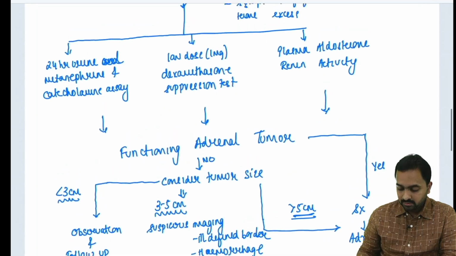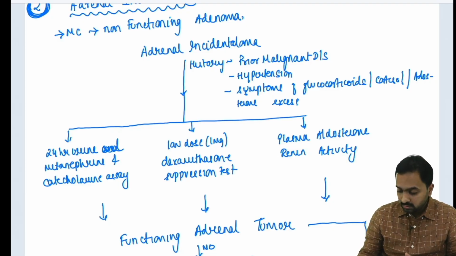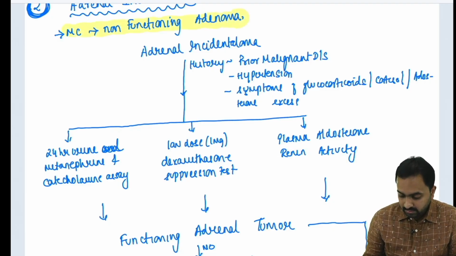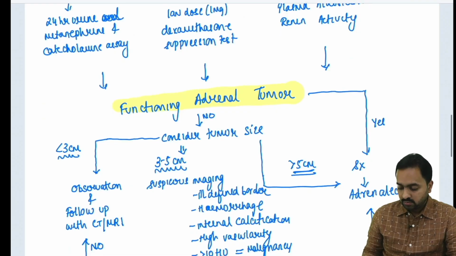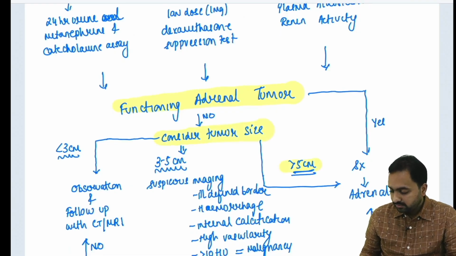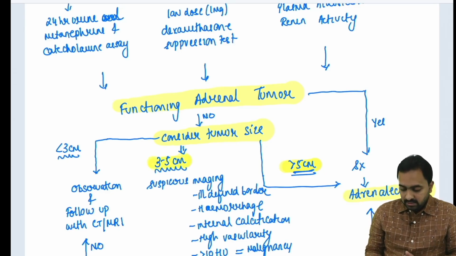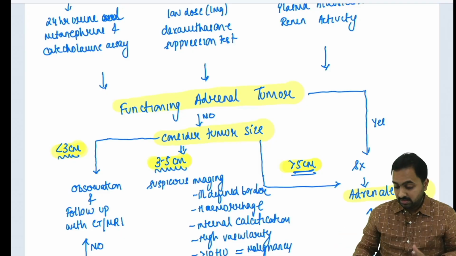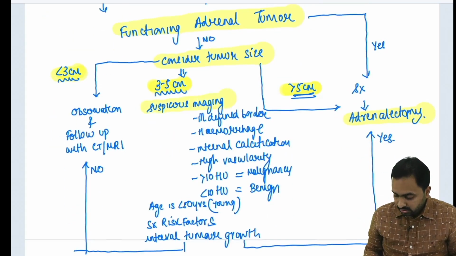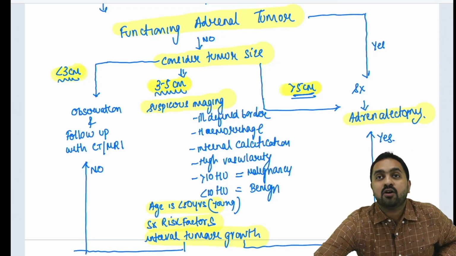So, summarizing adrenal incidentaloma, the first important question that is asked is the most common, which is your non-functioning adenoma. Then you need to check whether it is a functioning adrenal tumor or not. Then you need to see the tumor size. For more than 5 centimeter tumor size, we go for operation. In case of less than 3 centimeter, we go for observation, and in the gray zone area, that is 3 to 5 centimeter, we check for suspicious imaging, young age, surgical risk factors, and interval tumor growth. If present, we plan for an operation. If not, we basically observe the patient.